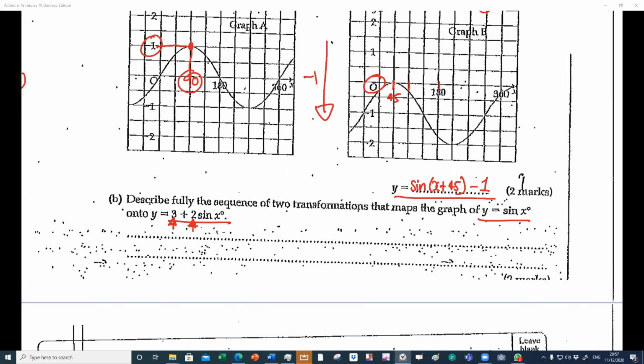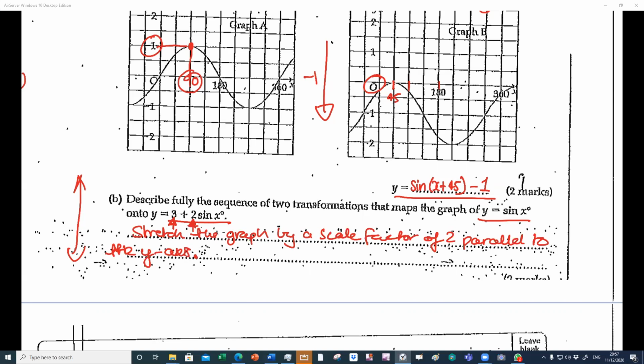It's telling us to move. Okay, now what do we do with the elastic band? Stretch it. So they're telling us to stretch our original function by a scale factor of what? Of 2. Scale factor of 2 parallel to which axis? The y-axis. Well done. Parallel to the y-axis. So we're stretching it this way, parallel to the y-axis.